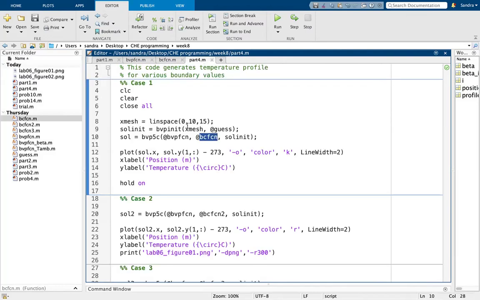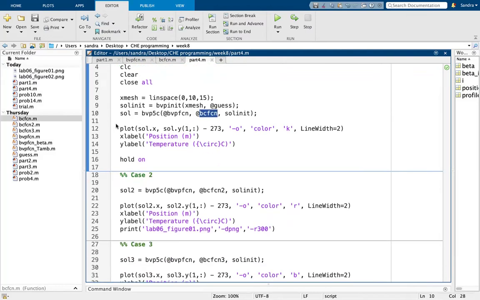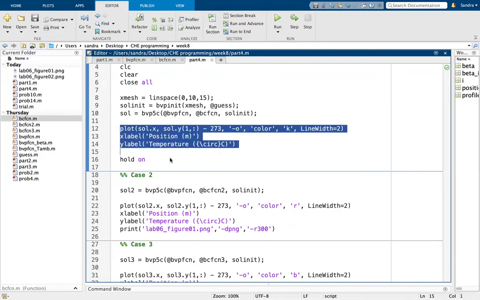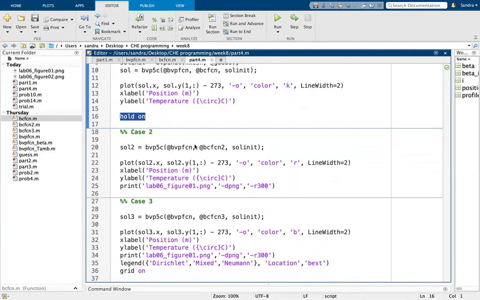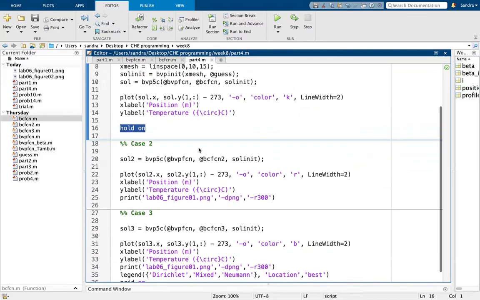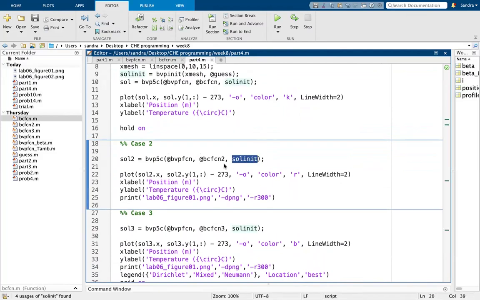Okay, now the next case, what we have is we are plotting it, we are holding it on. The next part of the question is we have a function value at the first point and a derivative at the second point. So for that, the ODE function remains the same, initialization remains the same, but the boundary function I'm changing. So it is BFCN2. That is my next function.